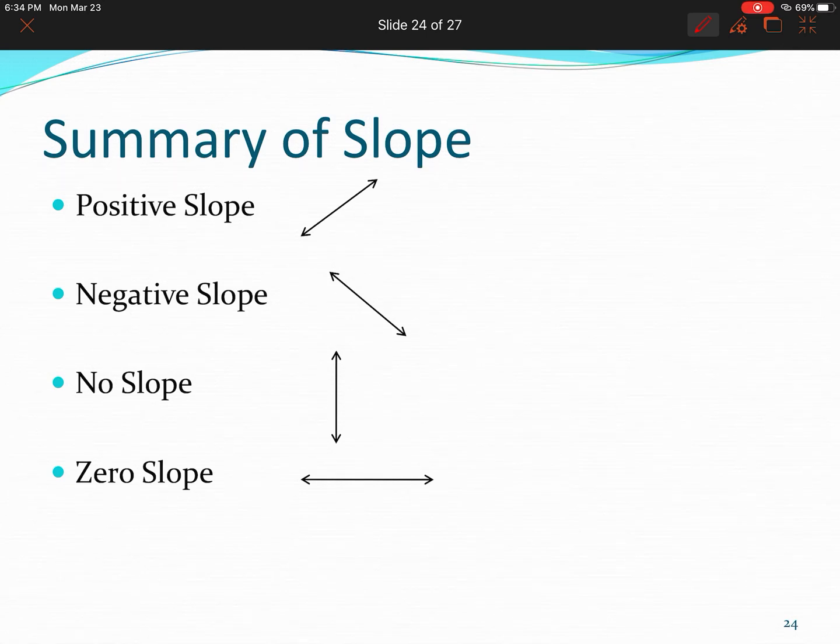So here's a summary of the types of slopes that we have. We have what we call the positive slope. As we look at it from left to right, it goes up. That's pretty simple. The negative slope, as you look at it from left to right, it goes down. Again, you've seen examples of all of those already. But where people get confused is on these two: 0 slope versus no slope.